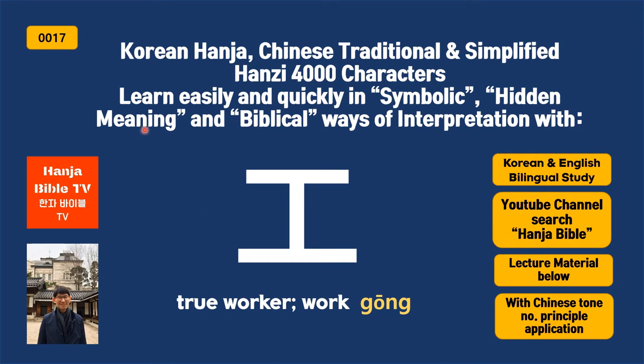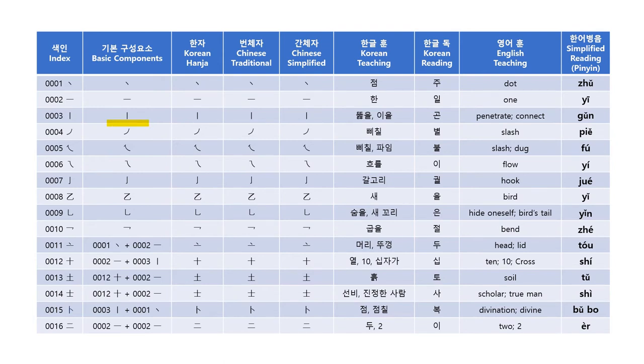Hello everyone. This time we are going to look at this character, number 17, meaning true walker or walk. We have looked at these three characters meaning sky, earth, and man, and the characters of creation, four characters, and the characters of movement, three characters, and the combination of these 10 one-stroke characters made these characters.